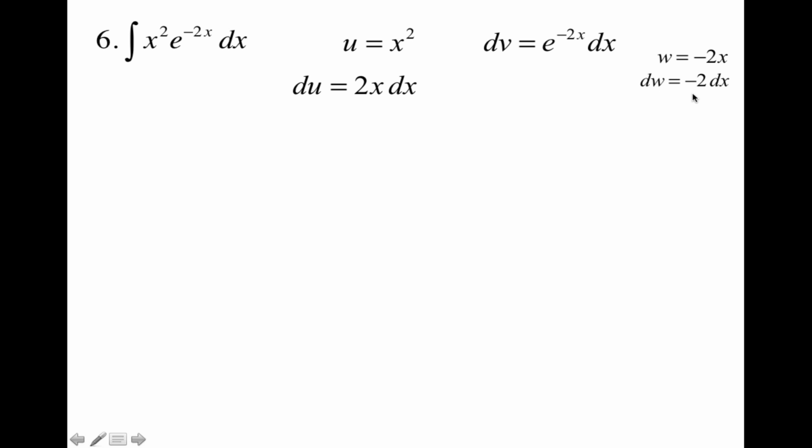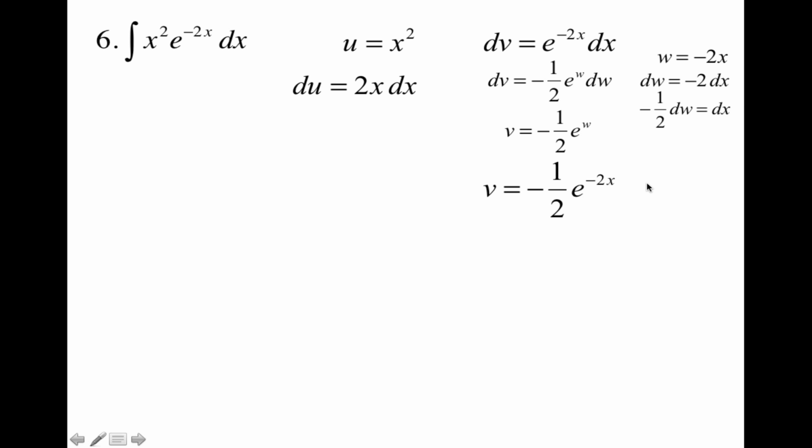The derivative of that is negative 2 dx. And I have the dx, but I don't have the negative 2. So that means I'm going to multiply both sides by negative 1/2. So now, when I resubstitute this in terms of w, I now have negative 1/2 e to the w dw. Now this is something that I can integrate, which gives me the following. And then, of course, resubstitute in the w, which is negative 2x. So the v that I'm going to use is negative 1/2 e to the negative 2x.